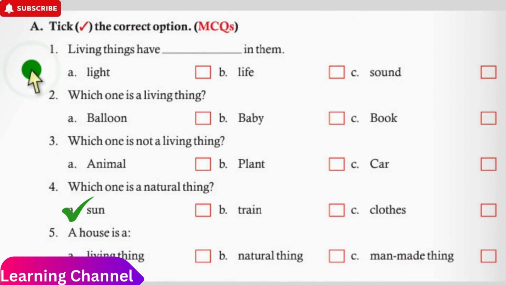5th, a house is a, A. living thing, B. Natural thing, C. Man-made thing. The answer is man-made thing.